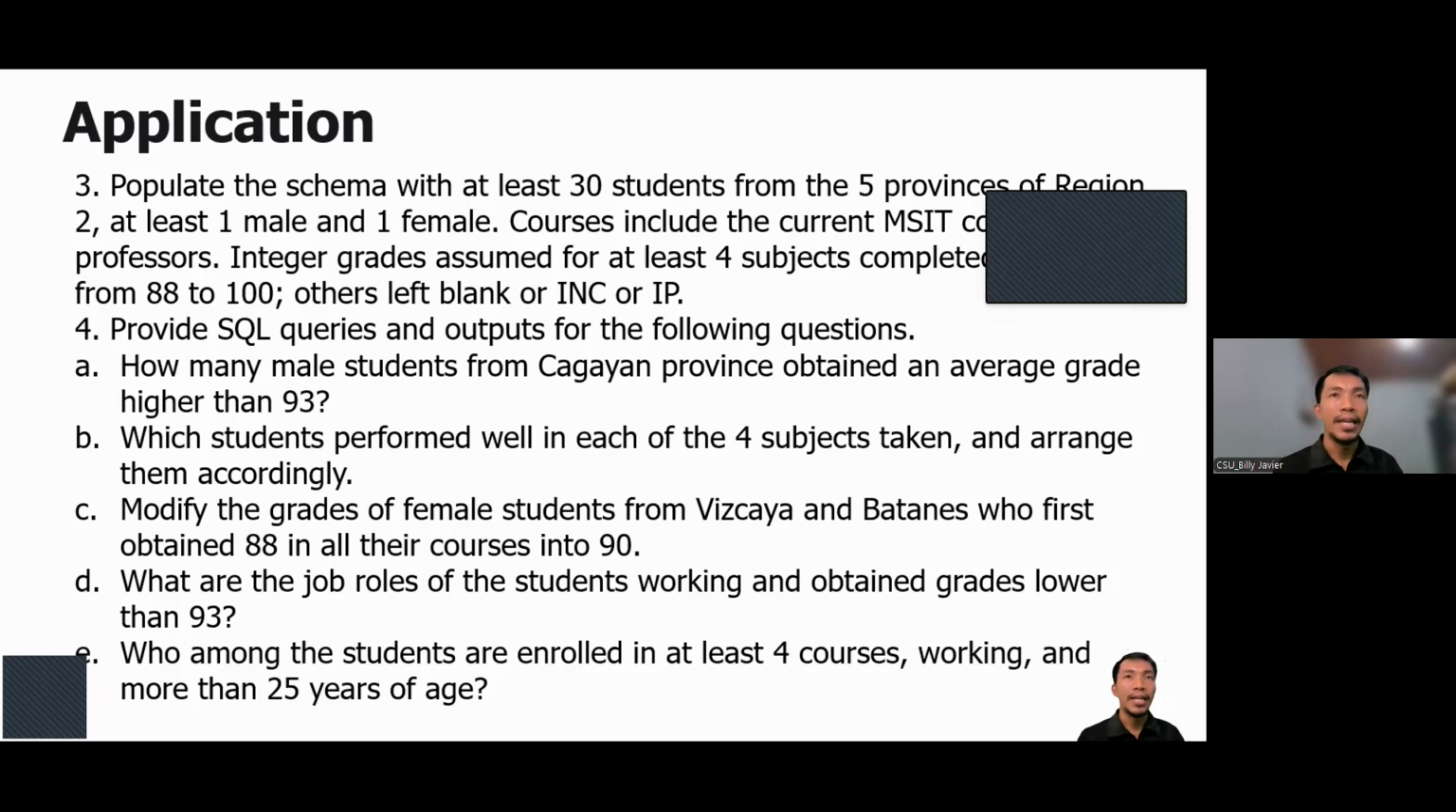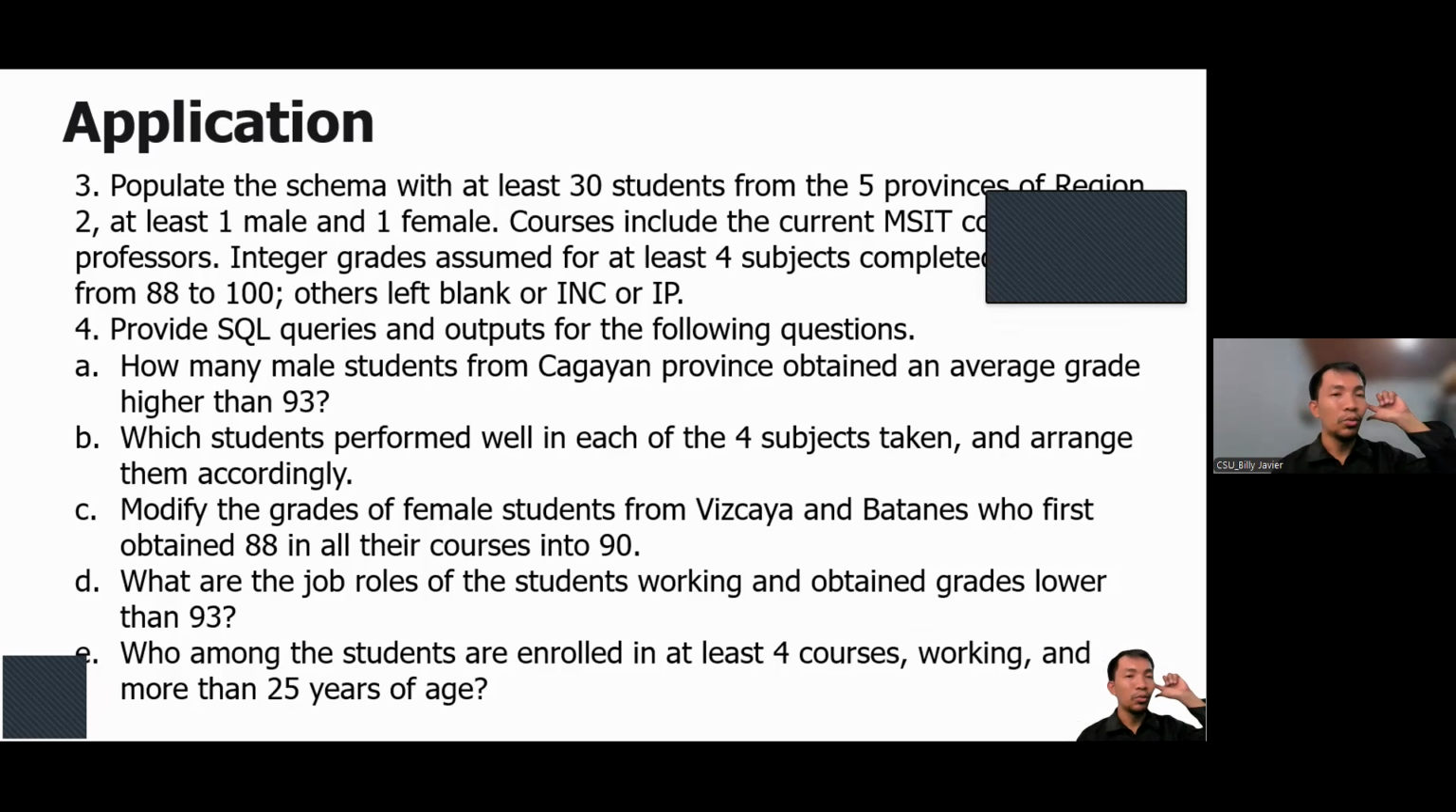Okay. Letter D. What are the job roles of the students working and obtained grades lower than 93? Which of these students who are actually working, because some others may not be working, and have obtained a grade lower than 93? Okay? So, depende po yan sa pinopulate yung data. I mean, table doon sa data. Yung data na nilagyan natin sa table. But I will be able to determine which of these actually work based on your queries.